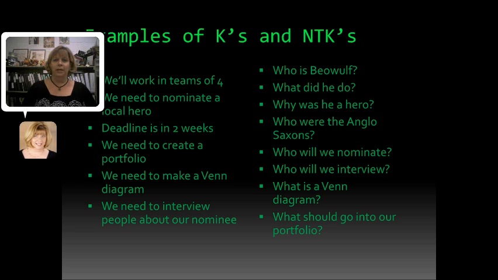Some of the things that they were going to need to know were basic stuff like, who is Beowulf? What did Beowulf do? Why was Beowulf considered a hero? Who were these Anglo-Saxon people? Who were they going to personally nominate for a local hero? Who could they possibly interview about that person? Some people needed to know what a Venn diagram is, and then finally, what should go into our portfolio. Now, this is just a short sample of some of the things that came out of their first critical analysis of that entry document.